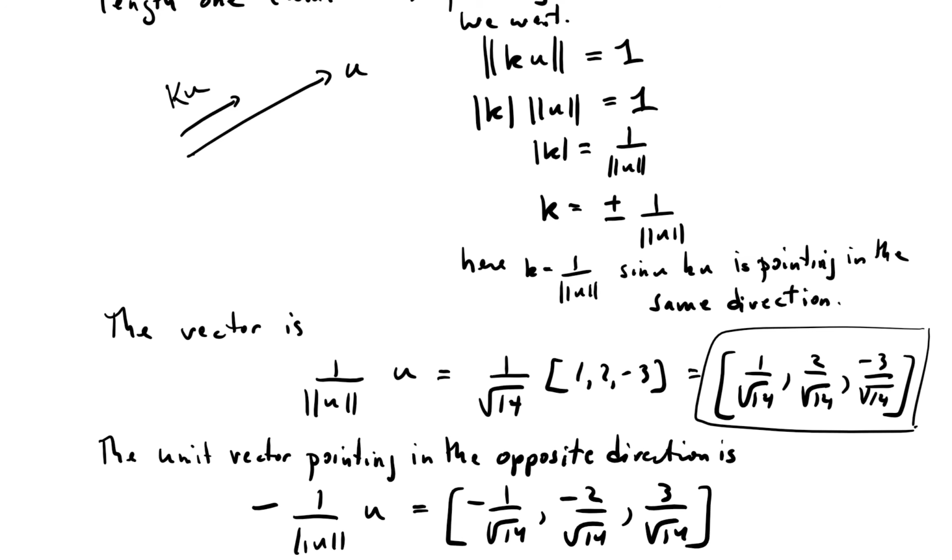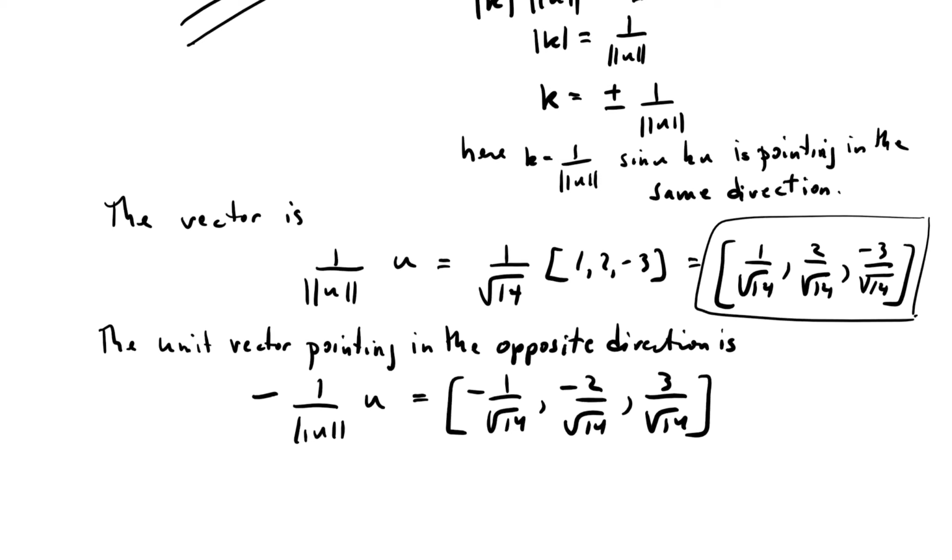So given a vector, you always have two unit vectors associated to it, one pointing in the same direction, which is 1 over the norm times the vector itself, and minus 1 over the norm times the vector is the one pointing in the opposite direction. So that's something to remember.